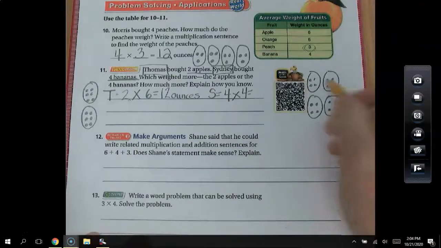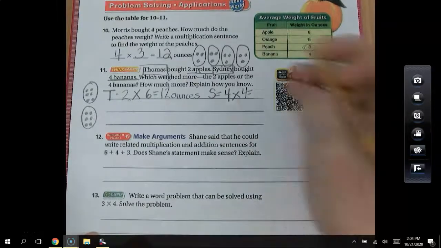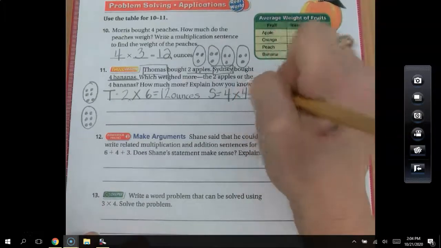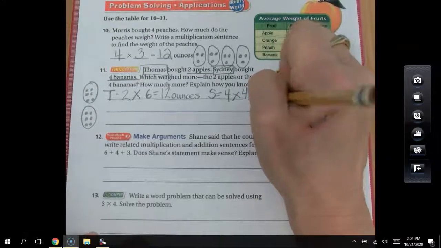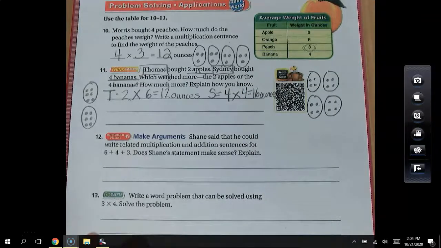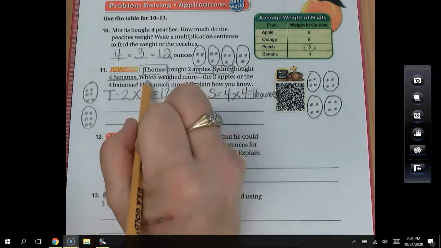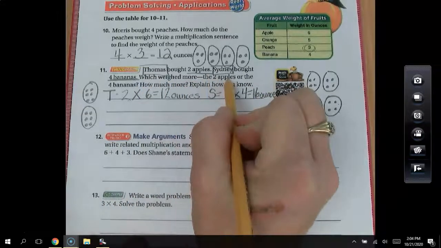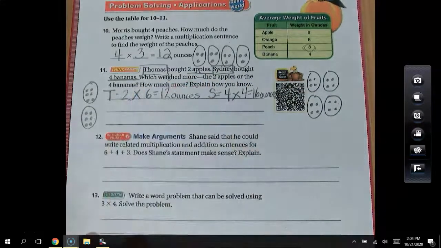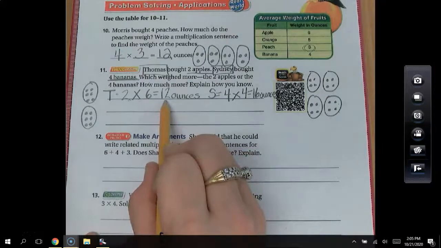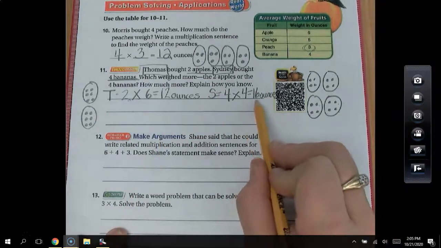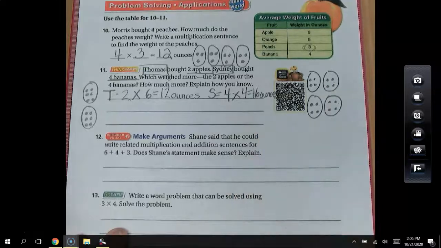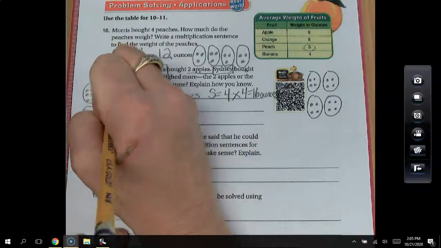Here we go. Let's count them. 4 and 4 I know is 8. 9, 10, 11, 12, 13, 14, 15, 16. So Sydney, her bananas weigh 16 ounces. Okay, let's go figure out this question. Which weighed more? The 2 apples or the 4 bananas? Well, what do you think, boys and girls? The 2 apples weighed 12 ounces, and the 4 bananas weighed 16 ounces. So which one weighed more? Which one was heavier? If you said 4 bananas, you're correct.